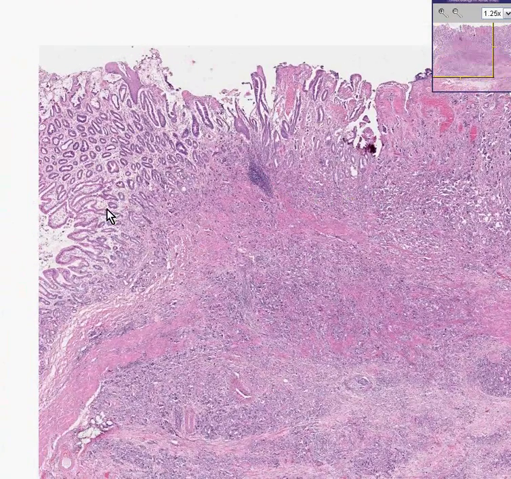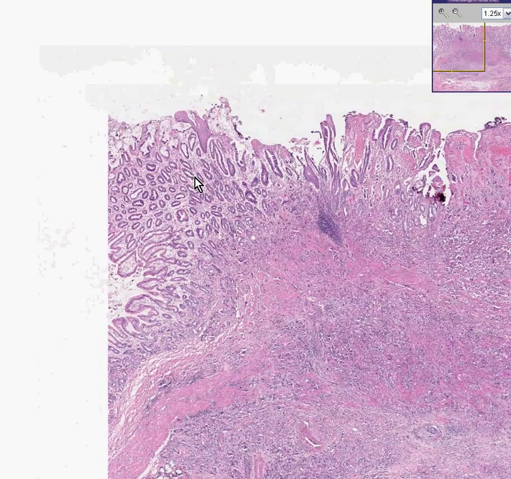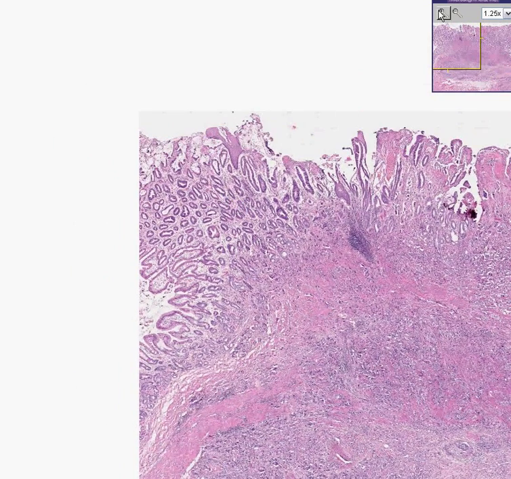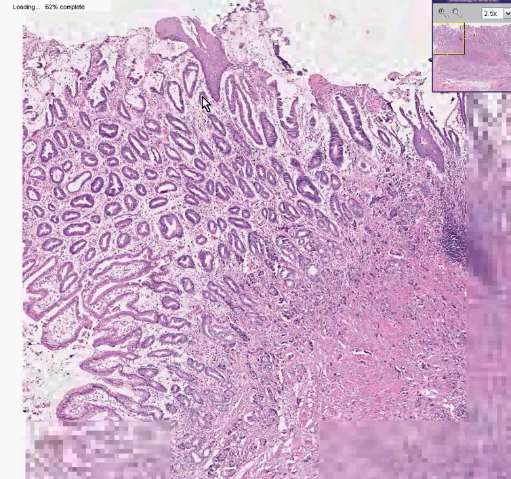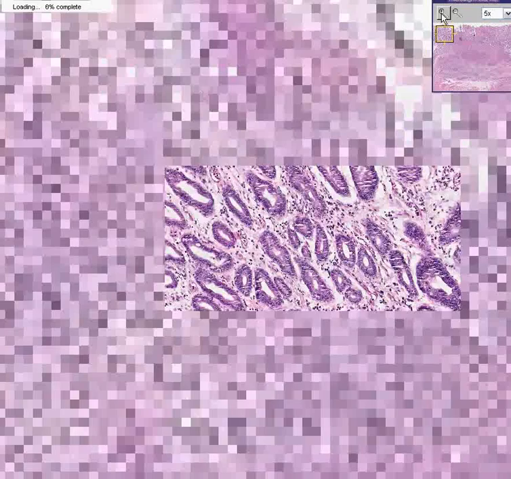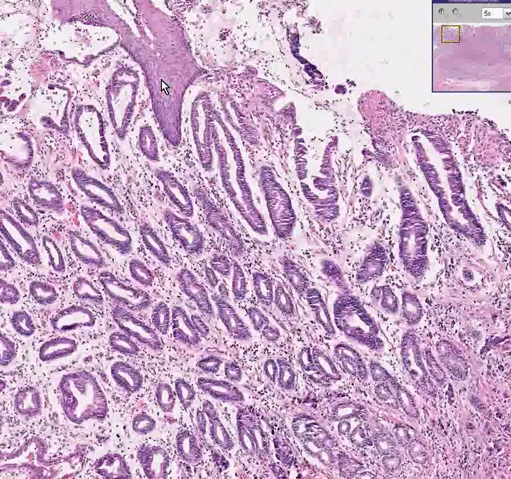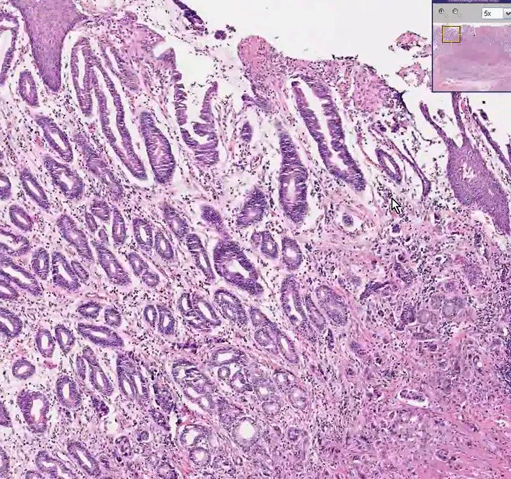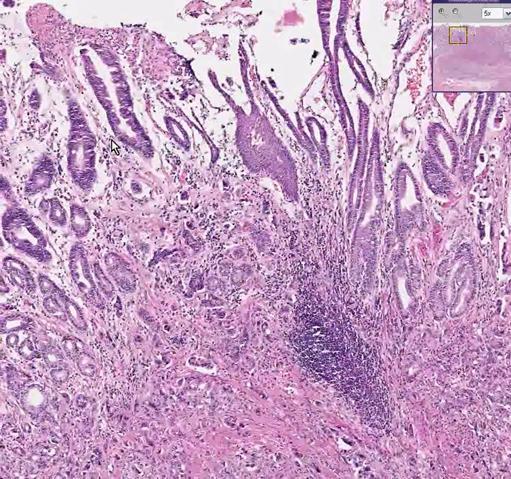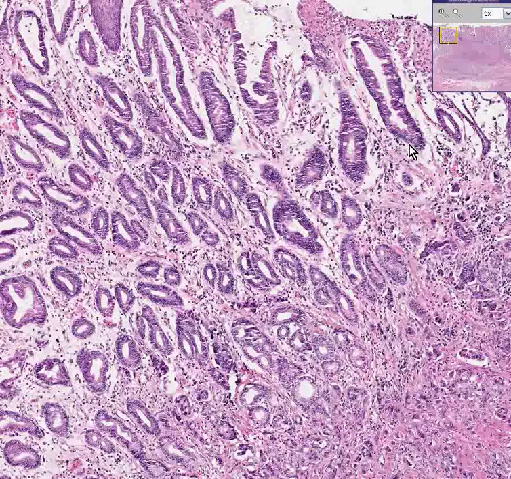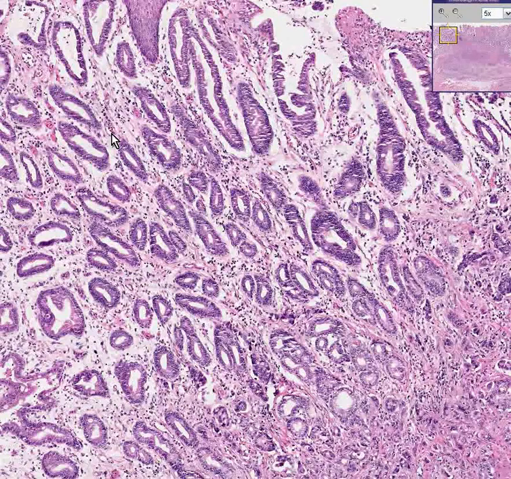You're going to have to take it on faith that this is an esophagus, because you don't usually think of the esophagus as having a glandular mucosa. However, do I see a little remnant of squamous over here? Yes, I do. But in this area, the mucosa is benign, but glandular, looking very much like gastric mucosa.